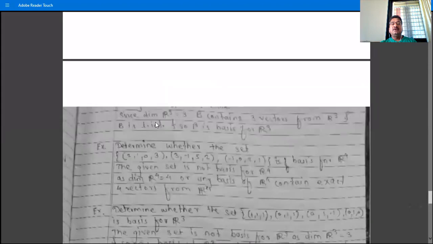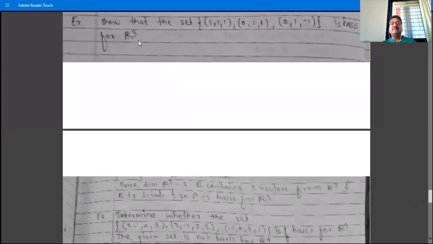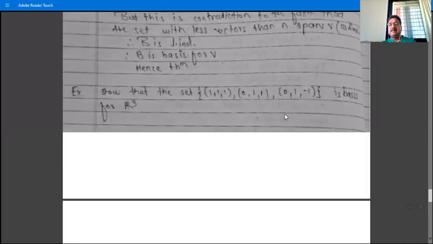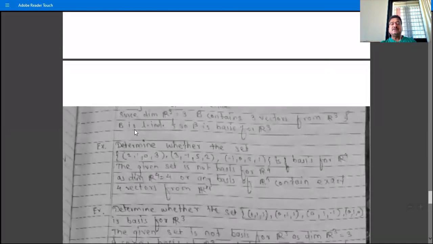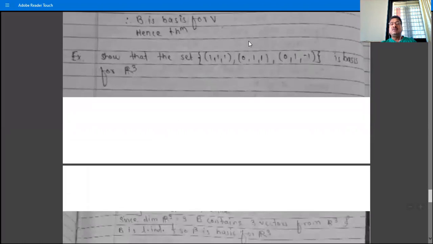Example on this theorem: show that the set B = {(1,1,1), (0,1,1), (0,1,-1)} is a basis of R3. Since the dimension of R3 is 3, and this set B contains 3 vectors from R3, B is a basis for R3 if B is linearly independent. So just show B is linearly independent, and the proof that this set is linearly independent was given in the previous lecture.